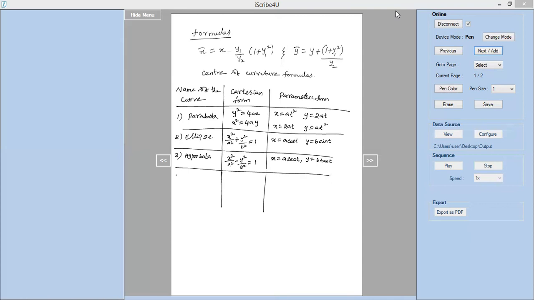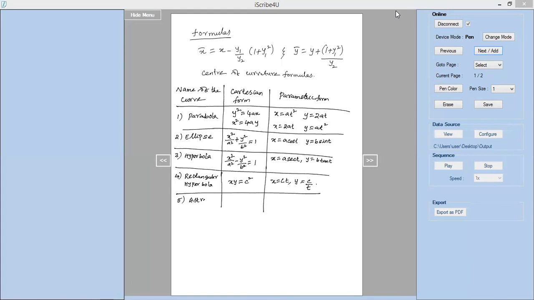Next, the fourth one is rectangular hyperbola. The Cartesian equation is xy equal to c square, with parametric form x equal to ct, y equal to c by t. This is rectangular hyperbola. Fifth one is asteroid.